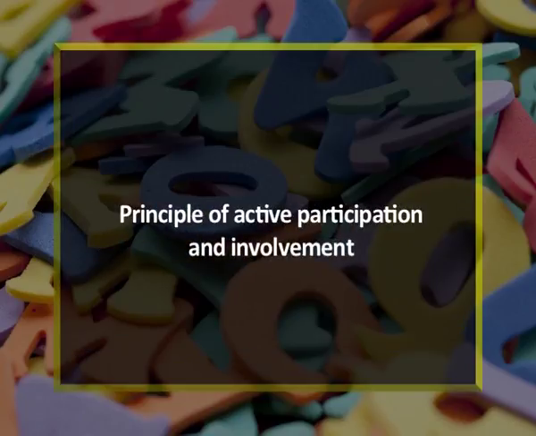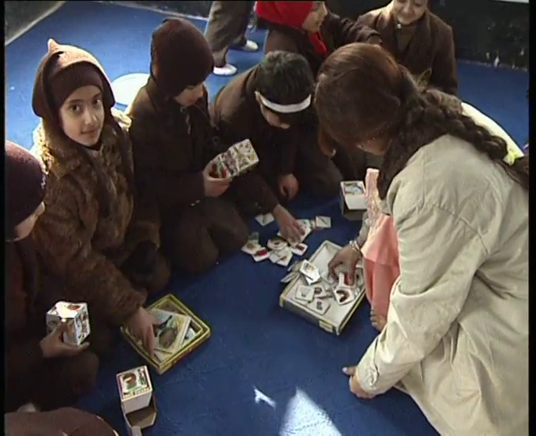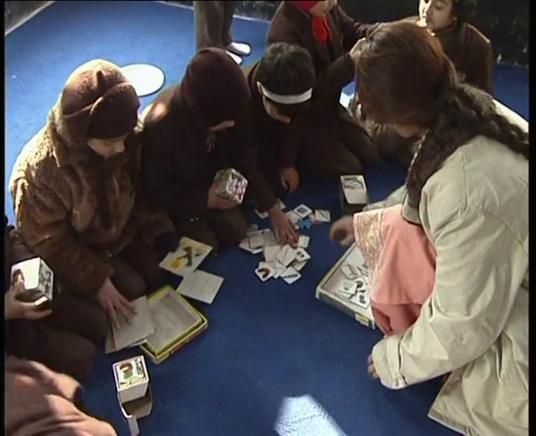Principle of active participation and involvement. A good teaching should always be two-way traffic, making the task of teaching a cooperative effort of the teacher and the taught. Teaching is like a current flowing in a live wire with the teacher and the taught at its two ends. A teacher trying to flow the current of knowledge without the involvement of the students is unnecessarily wasting his energy and the resources of the community. A good teacher for effective results always tries to seek active participation of the students in the teaching-learning process.